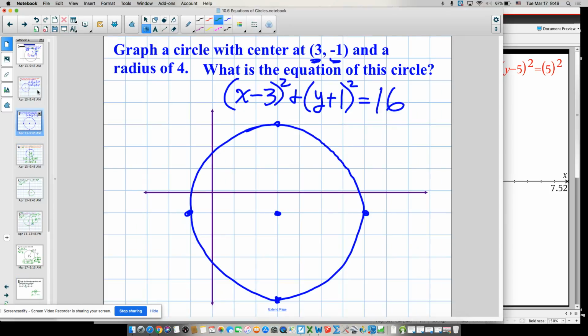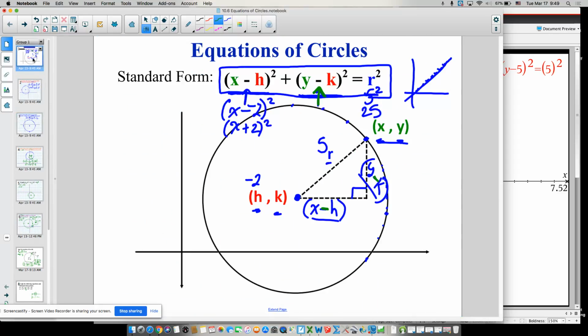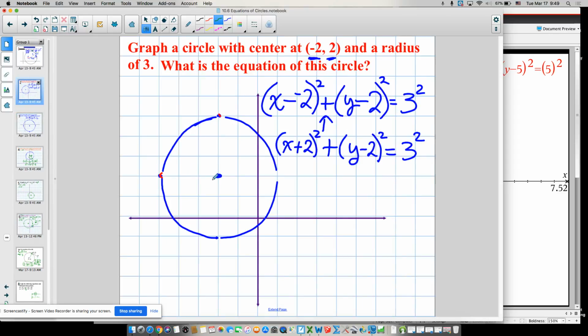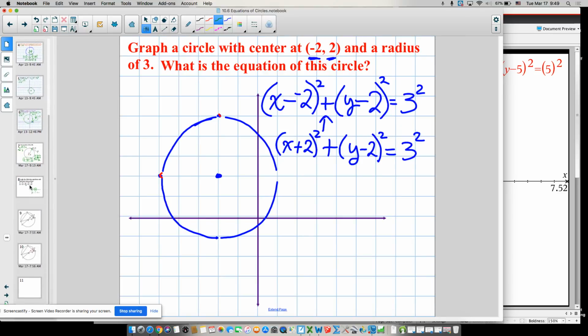The main point, of course, is just going back and forth between the equation of a circle and the graph, like being able to find the center or find the radius, or vice versa, write the equation if you know the center and know the radius, that kind of thing.